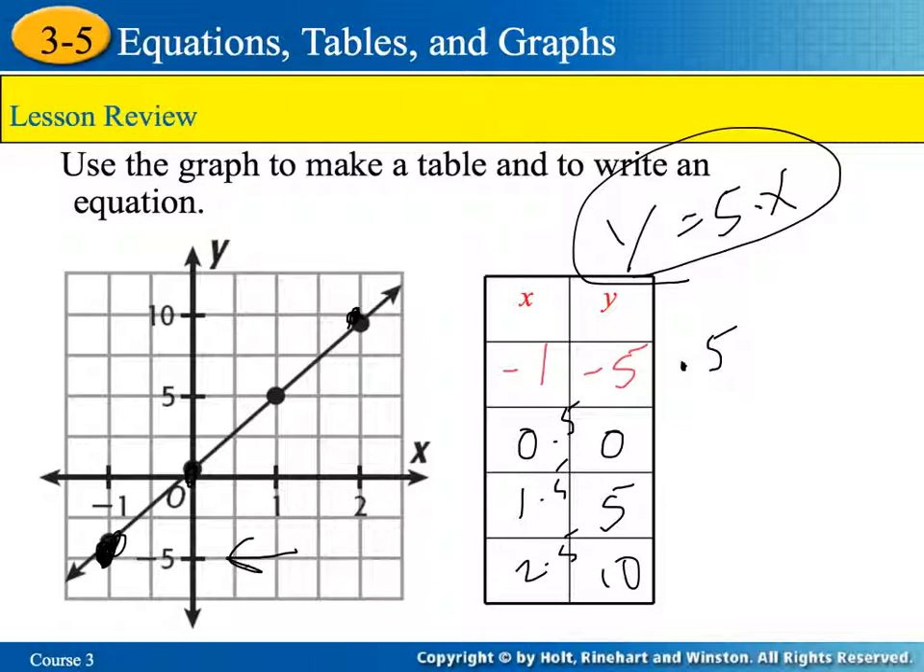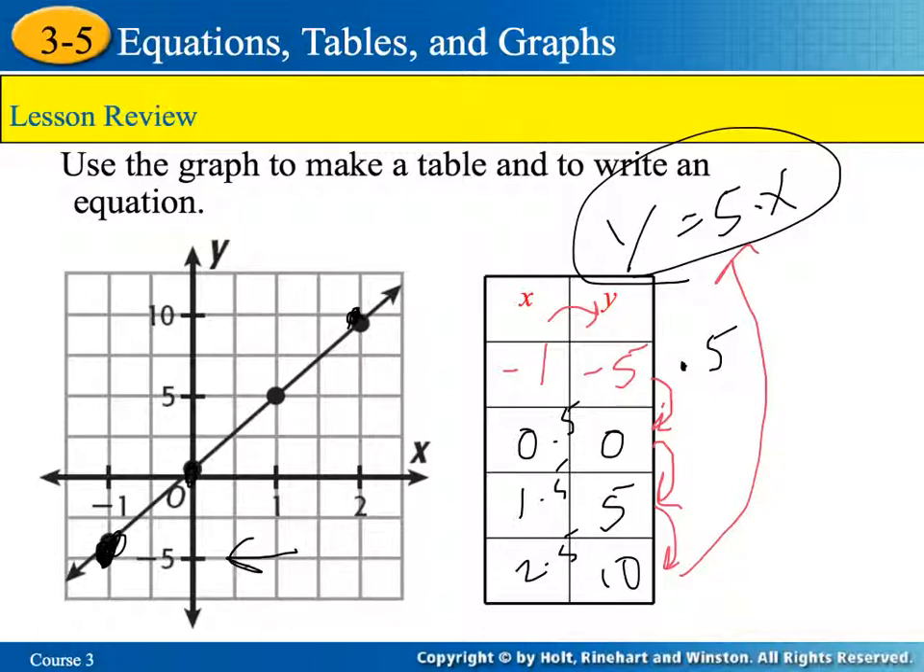I also want you to notice this. As you're going down, look for the pattern as I go down my y's. What is happening each time? I'm going up by 5. Guess what? That's what I'm multiplying by. Remember last time? My y's were going up by 2 and I was multiplying by 2. Now I'm going up by 5 and I'm multiplying by 5. There might be a pattern there.